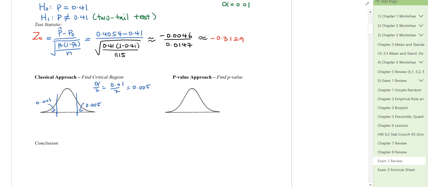That means the area in this tail is 0.005, and the area in this tail is 0.005. In the middle, we're using the normal distribution with mean 0 and standard deviation 1. When I say critical value, I'm looking for the value that separates the top 0.5%. This value here separates the top and bottom. To find a critical value, I can use a table or a calculator. I'm going to use the calculator approach here.